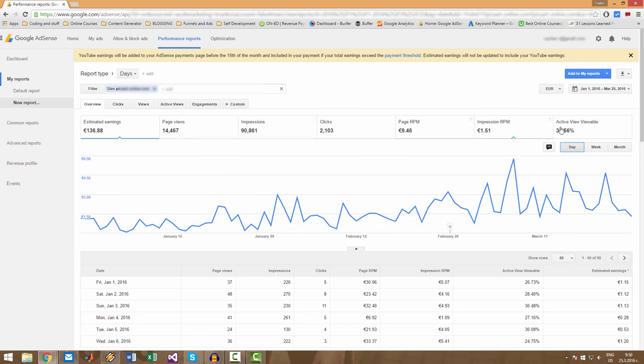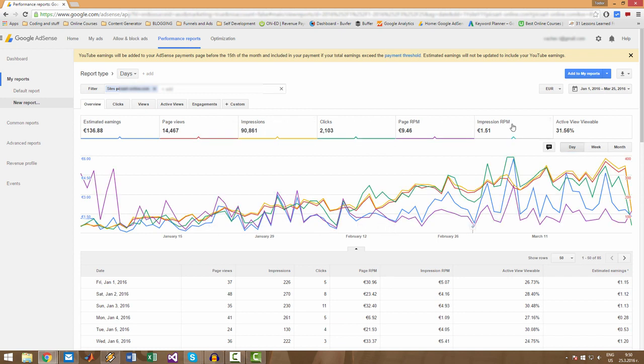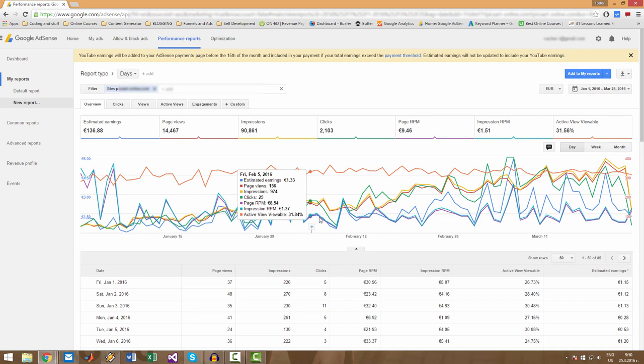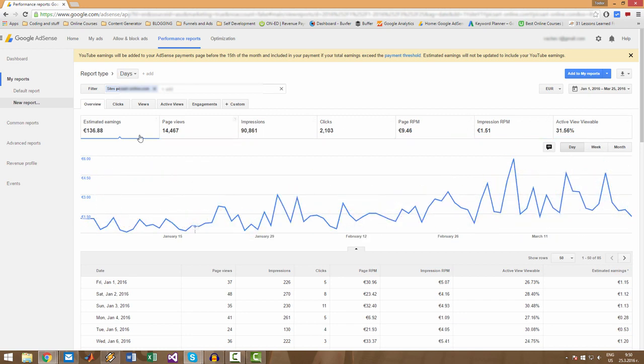In the toolbar up here, you see your estimated earnings, page views, impressions. These are the total earnings, page views, impressions that you had over this time period, the period that you selected here. You can also see more than one on the same graph, so you can click on all of them. You can have all of them on the same graph. Of course, it's not very pretty. You can't understand much from these stats like this, so let's remove them and I will explain a bit more.